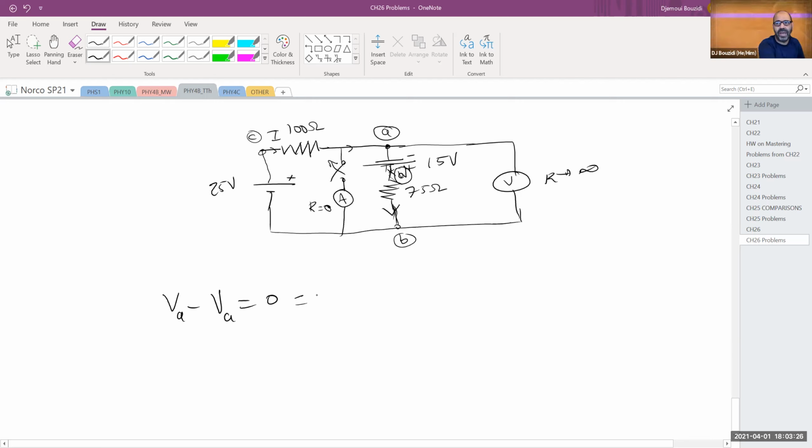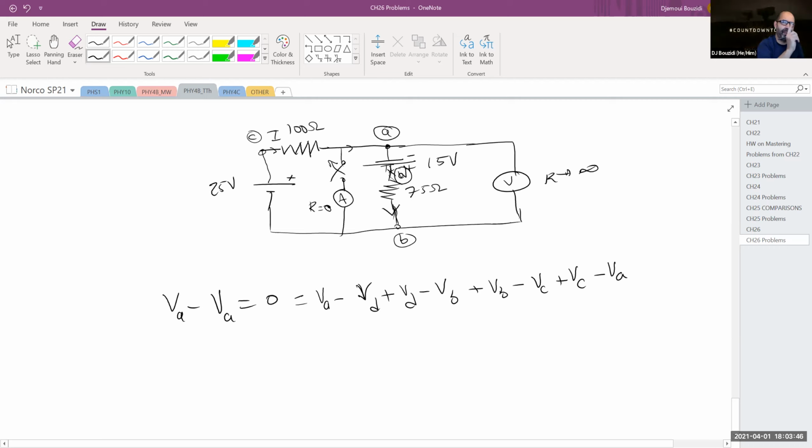So what we have in this case, it's VA minus, doesn't matter, pick and choose, VD plus VD minus VB plus VB minus VC plus VC minus VA. Okay, let's find the voltage drop, not rise, the voltage drop. Here is a problem. I want from the negative end to the positive end of the 15 volts. So actually, I'm dropping by negative 15 volts.